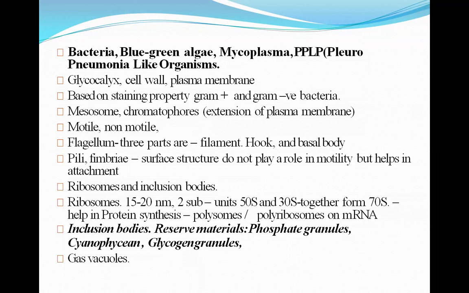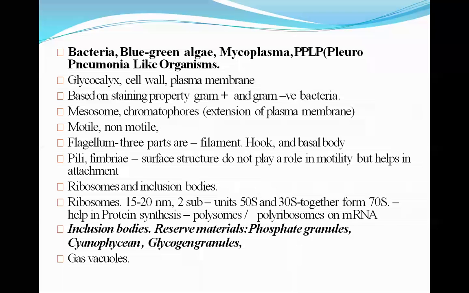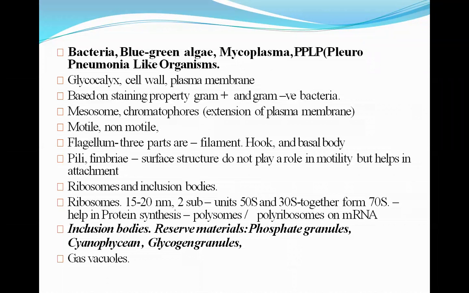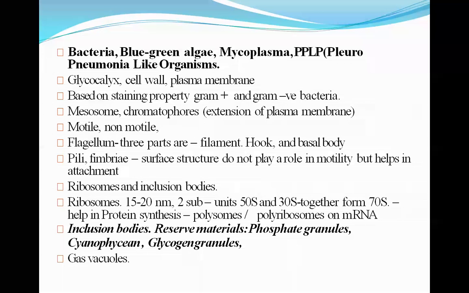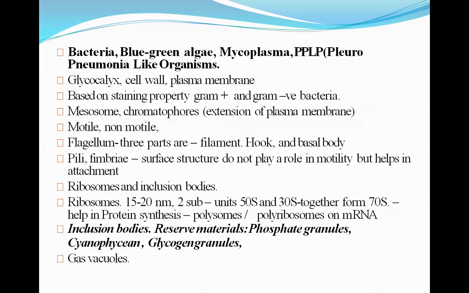There is also presence of ribosomes and some inclusion bodies, right? The function of ribosomes is protein synthesis, that means they are responsible for the production of protein. Their size is 15 to 20 nanometer, that means they are that small. They have two subunits, a large one and a small one. The large subunit is the 50S subunit, and the smaller one is the 30S subunit. When they join with each other, they form a 70S ribosome, and this 70S ribosome is useful in protein synthesis, right? They also form polysomes, or polyribosomes.